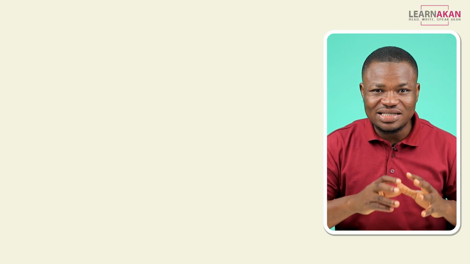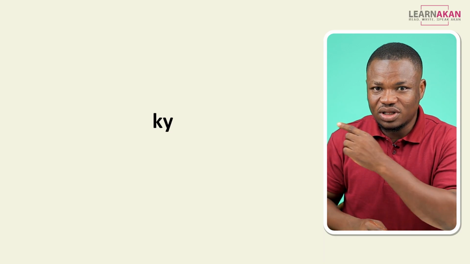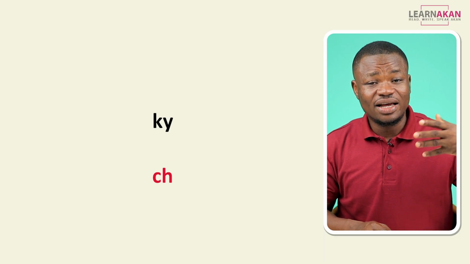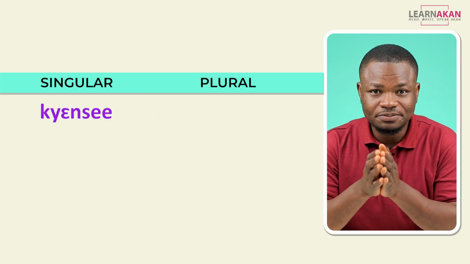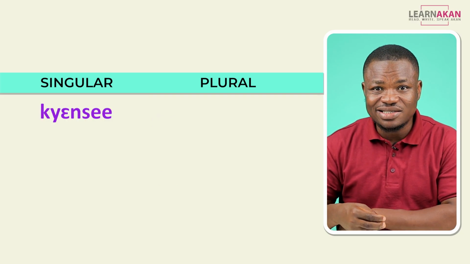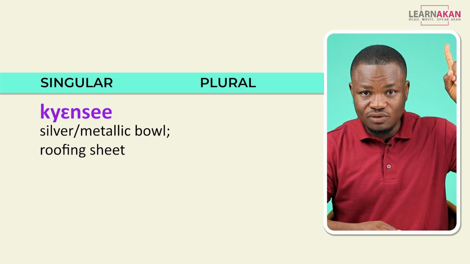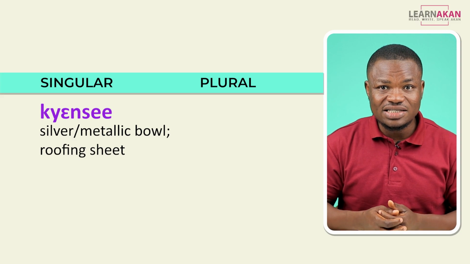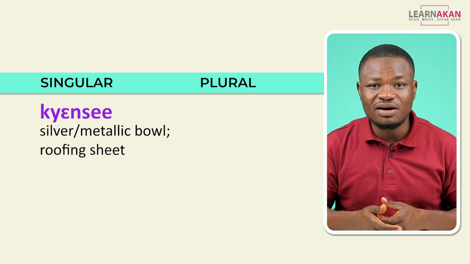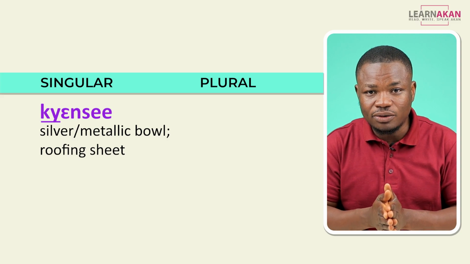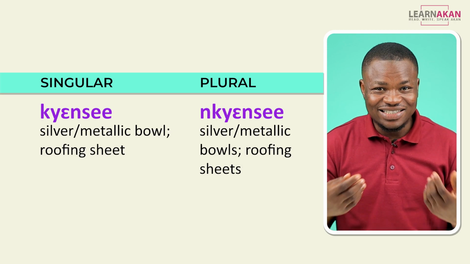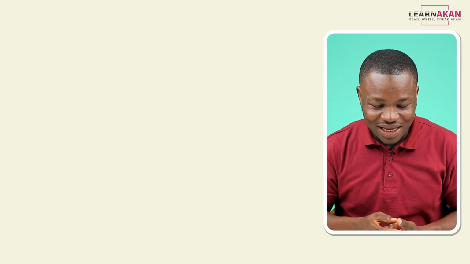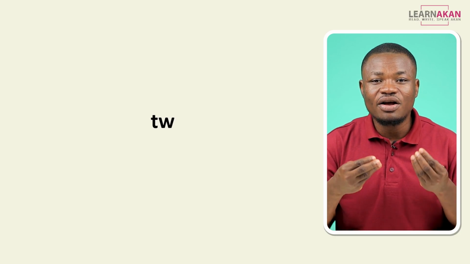Now let's see an example that starts with the digraph ch. This digraph produces the same sound as ch produces in English, like church, right? So we have chensing, and chensing is a silver bowl. It can also be the roofing sheet, right? So we have chensing, and again this starts with the digraph ch. To form its plural, you bring n in front, and you have inchensing, okay, inchensing.